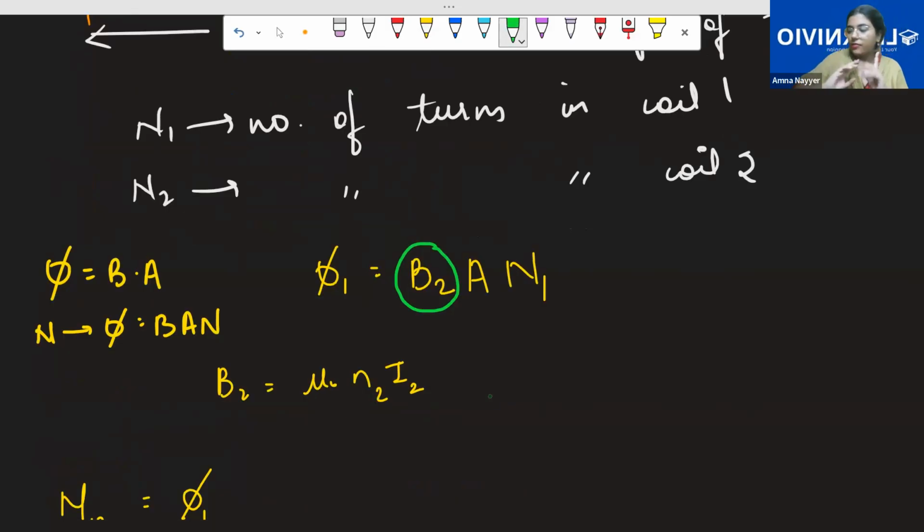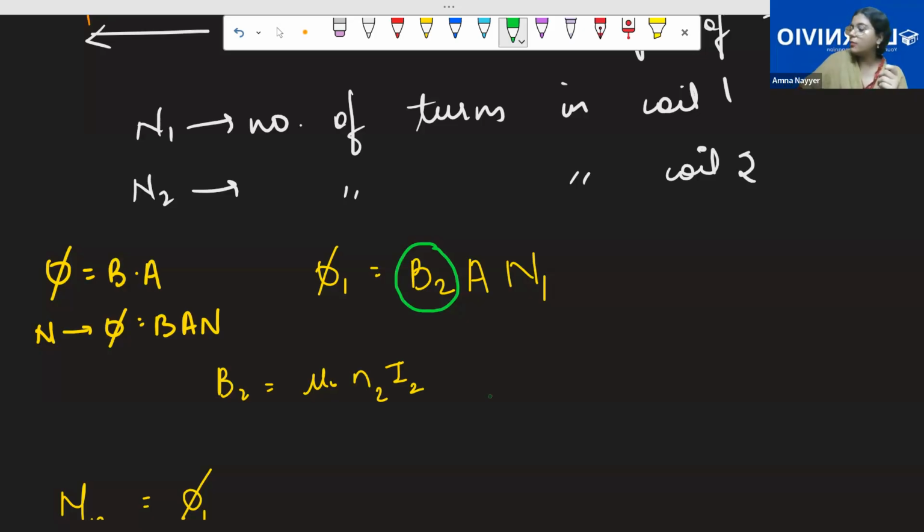See, what do we have here? Let's say there are two coils present. This coil is exerting an influence on this one. This coil's magnetic field is getting changed, due to which you have the induced current in this coil. So when I'm calculating everything for this coil, the magnetic field should be considered of the one which is originating it. So its magnetic field is mu naught N2 I2 because it's a solenoid. So B2 is equal to mu naught N2 I2.